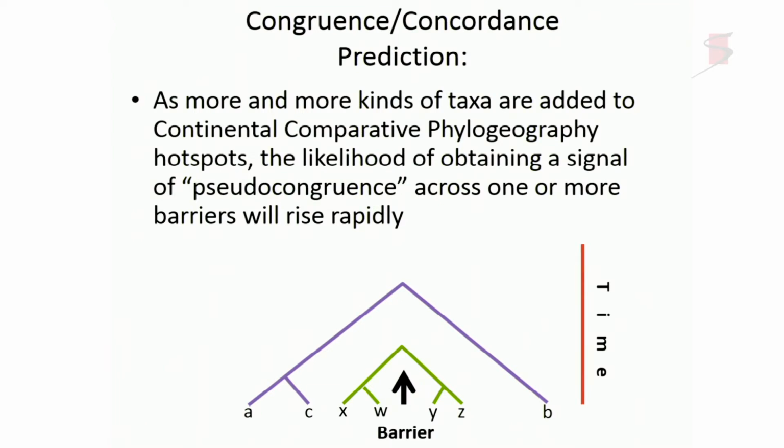Now, what's pseudocongruence? It's false congruence, obviously. If it's temporal pseudocongruence, what it means here, as illustrated, is that if you have a time axis and you have a purple and a green co-distributed set of taxa with different species on either side of a barrier, they may superficially look like they all shared the same isolation event, which we would traditionally call something like simple vicariance. But in fact, they diverged at different time frames, and so they did not share the same isolation event.